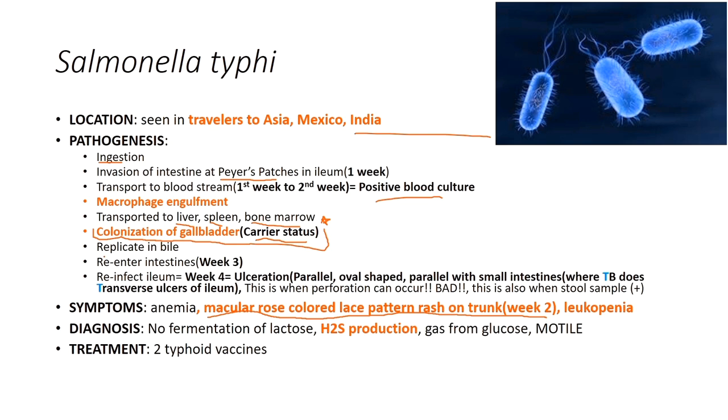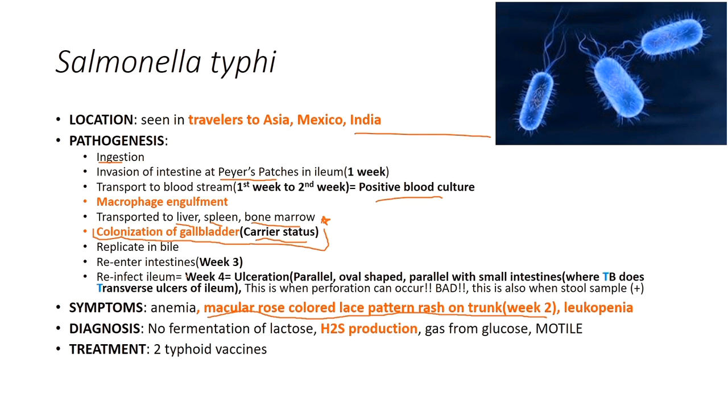So what happens once we spit out this bacteria, it goes back into the intestines, as we know, through our biliary tree, out of our ampulla of Vater, and out into the lumen of our duodenum. So it makes its way through the intestines, and this is now week 3. So week 3 is reinfecting of the intestines, and that is when it's going to finally make its way into the ileum during this week 3.